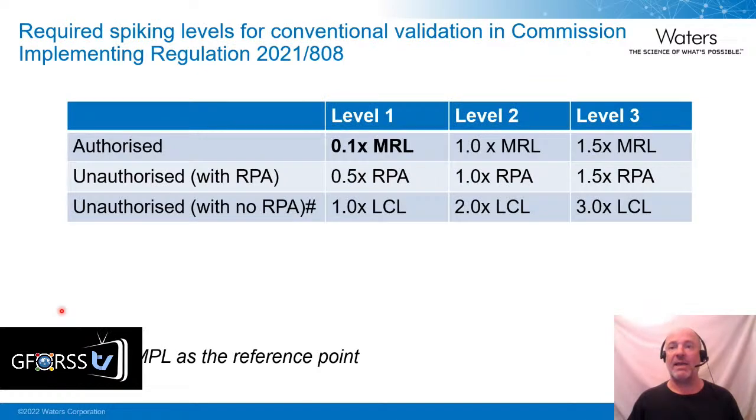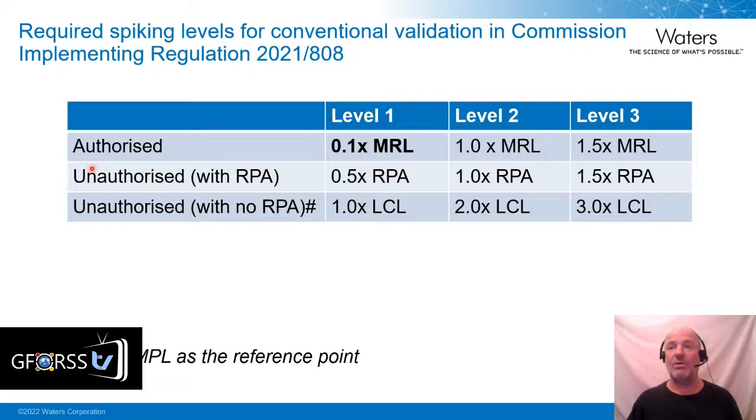When we look at this in a tabular form, we can see that we have to spike at 3 different concentrations, 3 levels, if you like. For authorized substances, we need to spike at 0.1 times the MRL, 1 times the MRL, and 1.5 times the MRL. If for some reason we're not able to get down as low as 0.1 times the MRL, the regulation does allow for somewhere between 0.1 and 0.5 times the MRL.